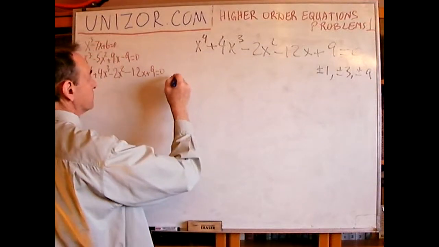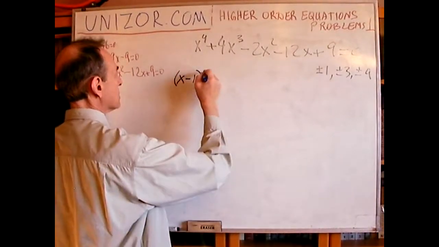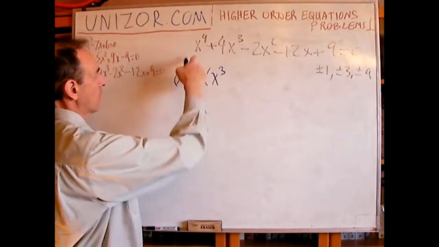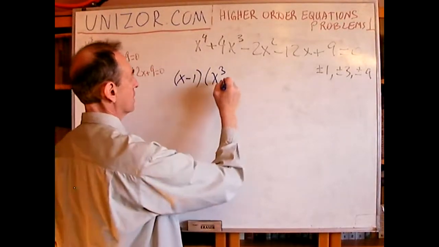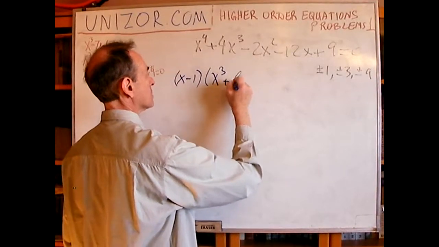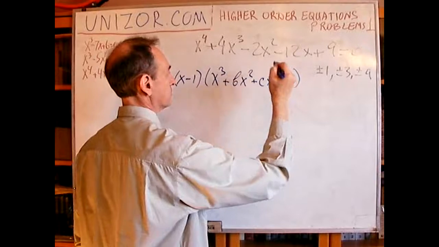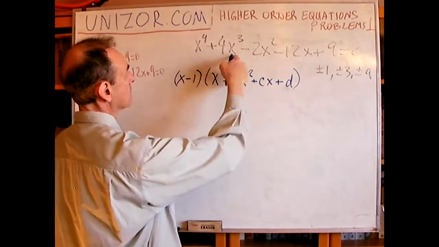So we have x minus 1 times... Now the coefficient at x cubed should be 1, otherwise I will not get 1 when I multiply to get x to the fourth, plus, well, let's use bx squared plus cx plus d. Alright? So that is supposed to be equal to this.